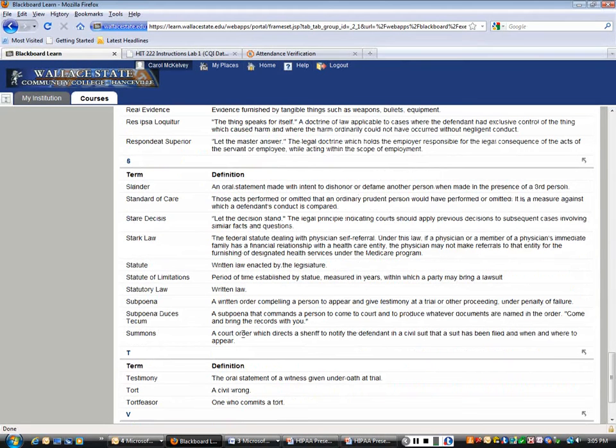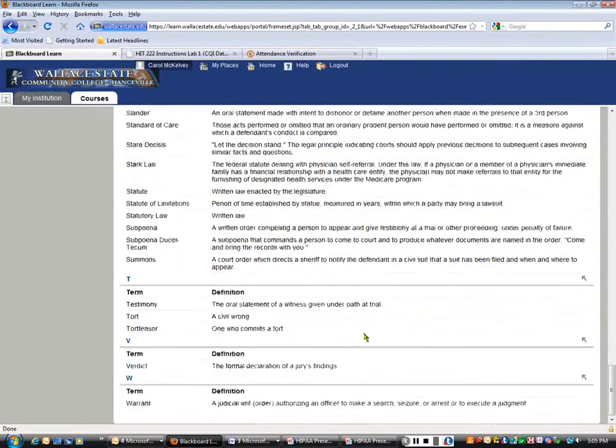A summons is a court order which directs a sheriff to notify the defendant in a civil suit that a suit has been filed and when and where to appear. A summons. Testimony, the oral statement of a witness given under oath at trial. The testimony. We've talked about tort or torts. These are a civil wrong. To do something wrong to somebody is to commit a tort.